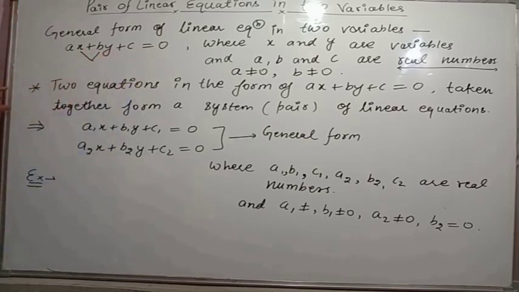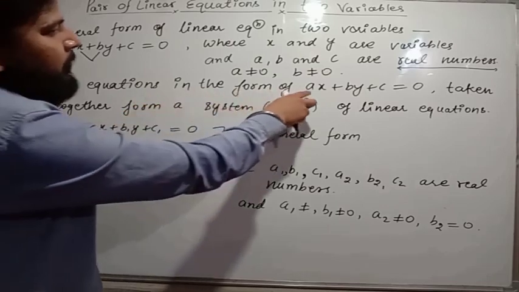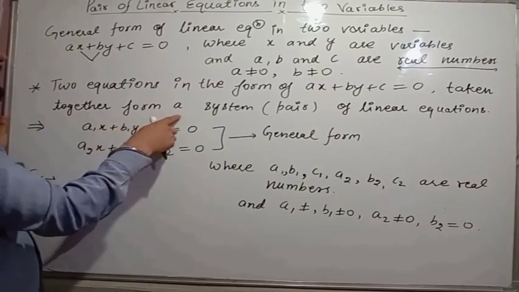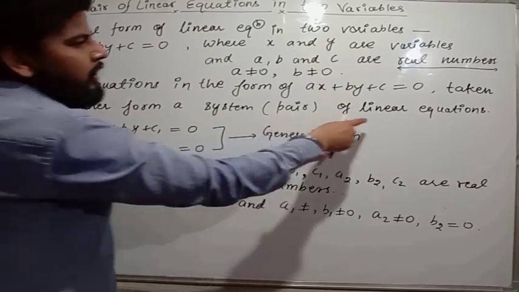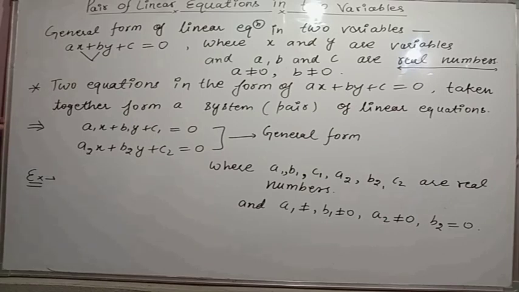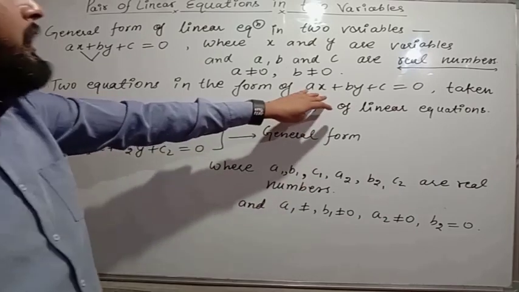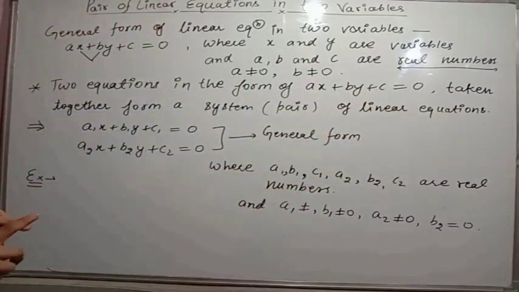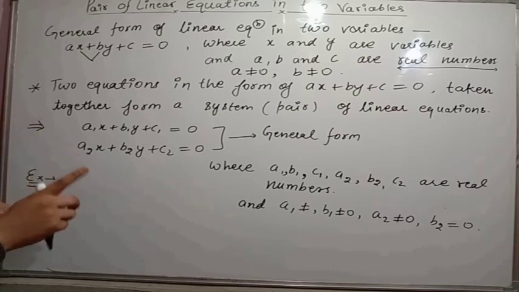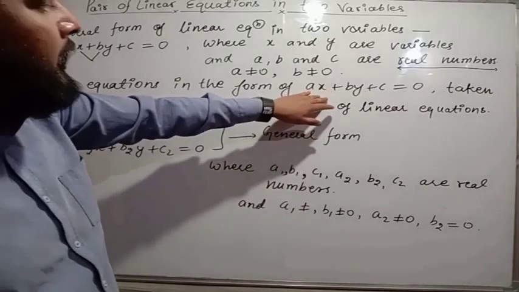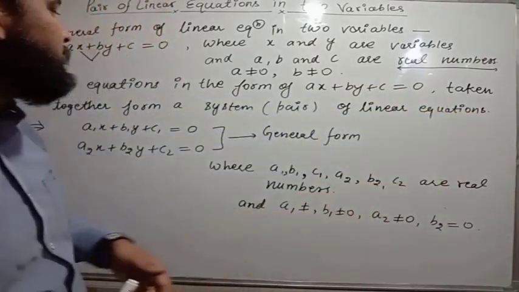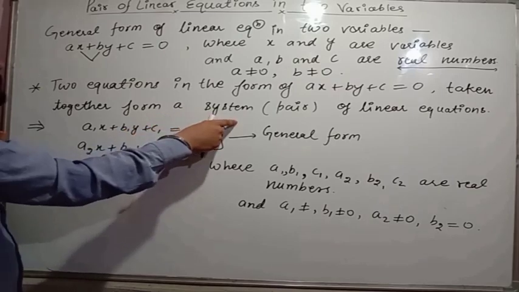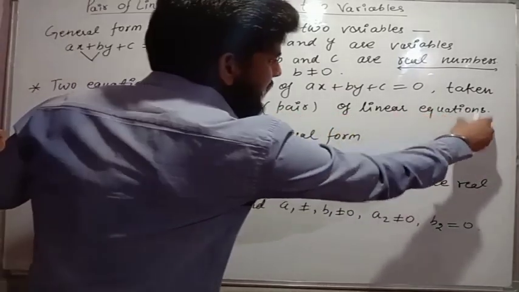Now two equations in the form of ax plus by plus c equals 0 taken together form a system, or we can say a pair of linear equations. If there are two linear equations in the form of ax plus by plus c equals 0, how many linear equations are there? Two, and both are in the form ax plus by plus c equals 0, then we say these two equations are a system or pair of linear equations.